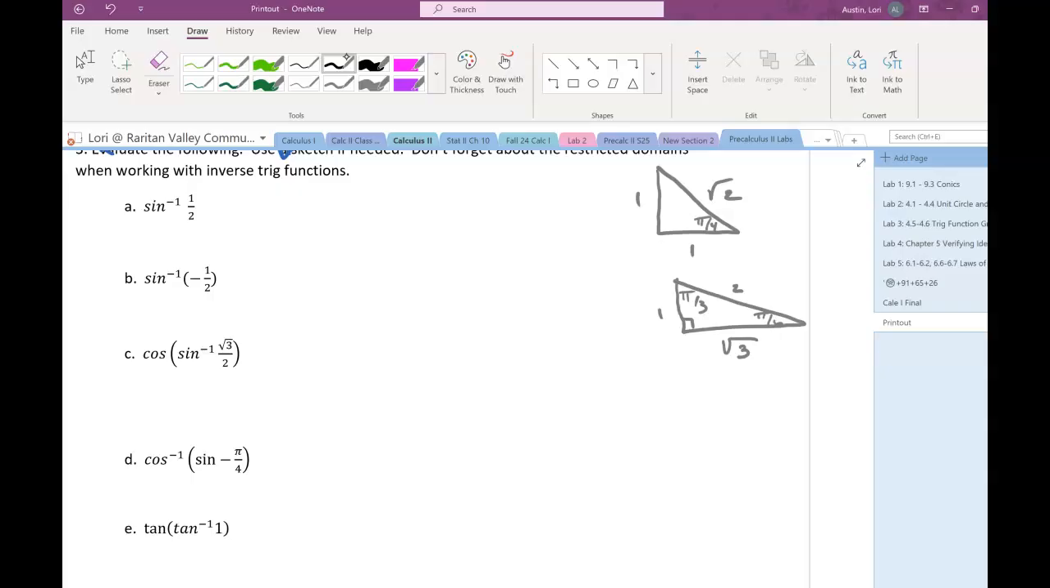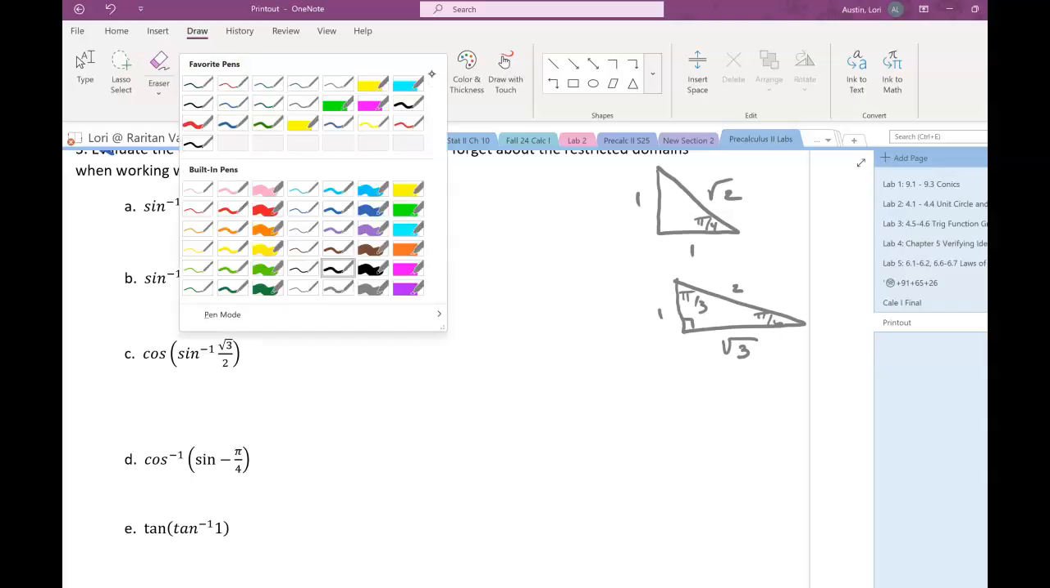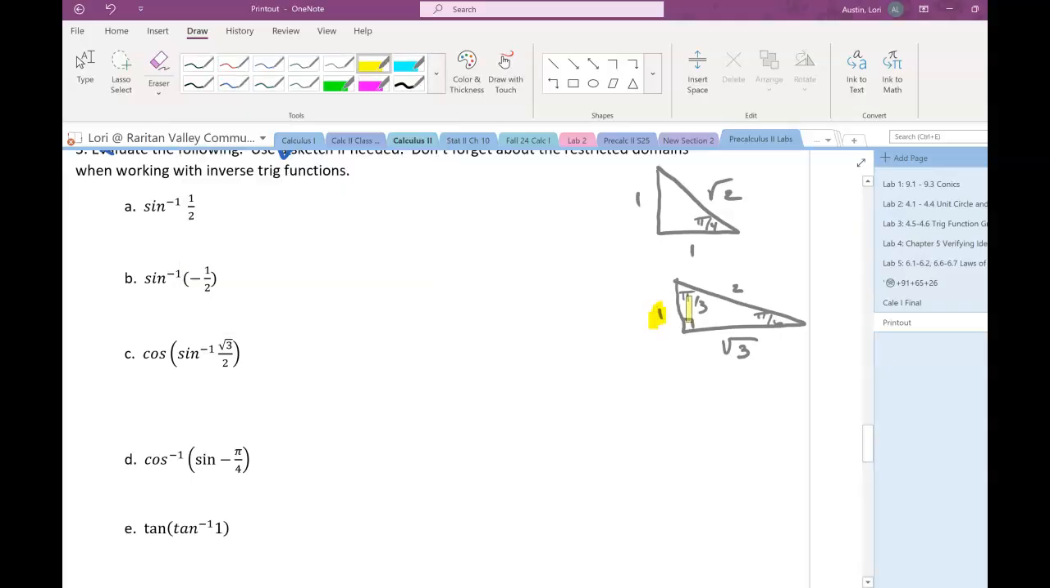So sine inverse is asking what angle has a ratio of 1/2. So come over here, sine meaning opposite over hypotenuse. Where is opposite over hypotenuse 1/2? Well, it has to come from this angle, right? Pi over 6. So the answer there would be pi over 6. There is nothing else you need to do with that particular problem.